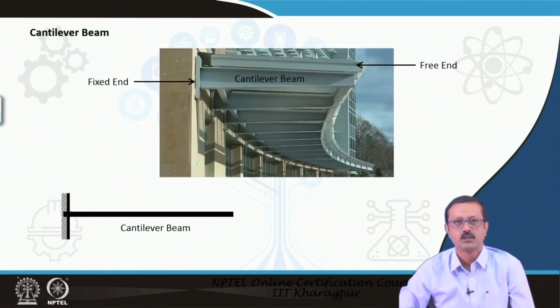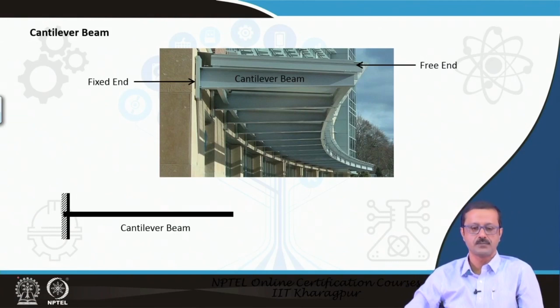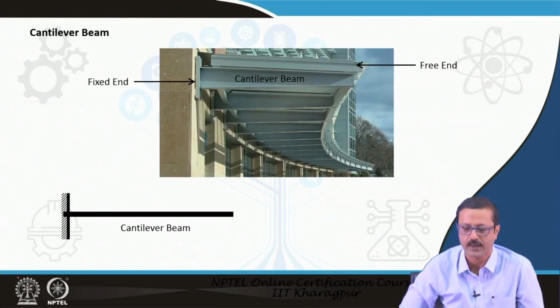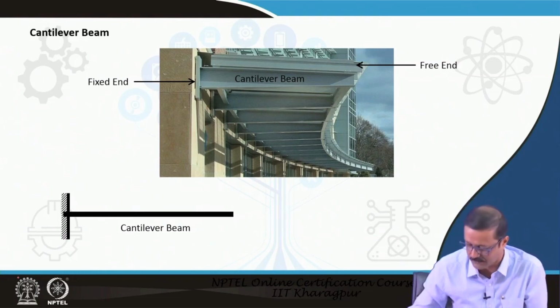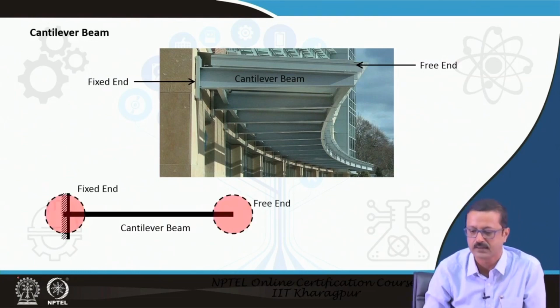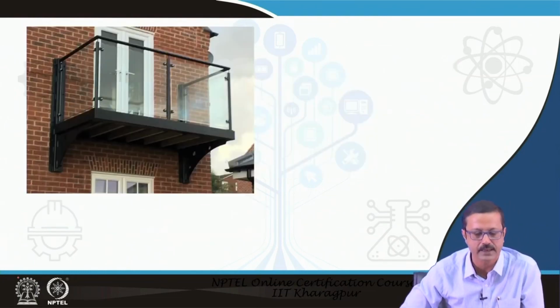So, like that we can do for the simply supported beams. Of course, the other beam was the cantilever beam, the overhanging beam. In the cantilever beam I have put some photograph, where you see this is the fixed end and this is the free end. So, the fixed end and the free end. This is, suppose, another cantilever beam.